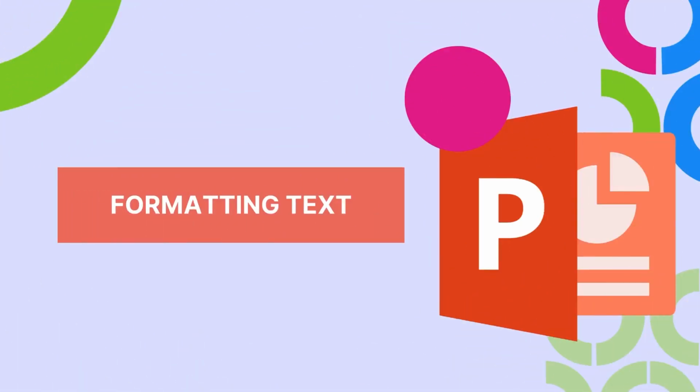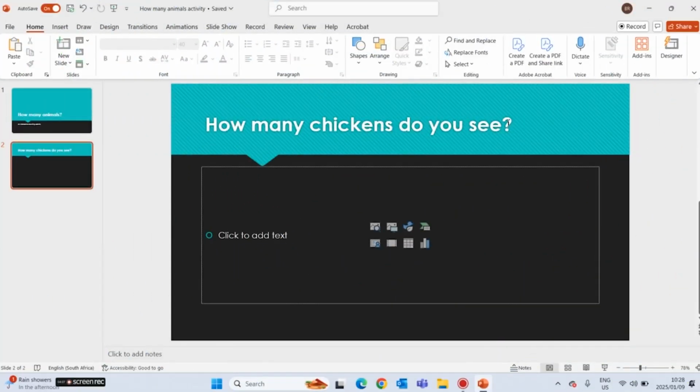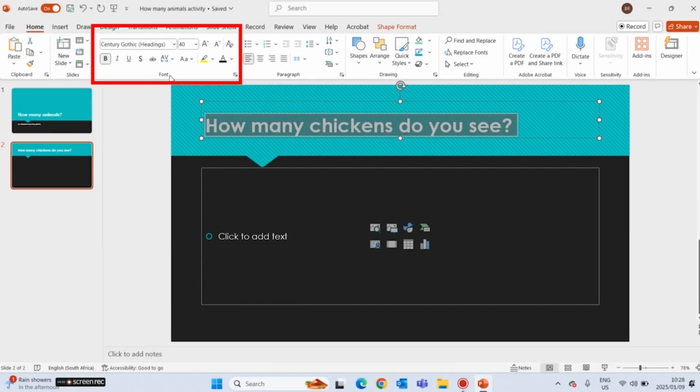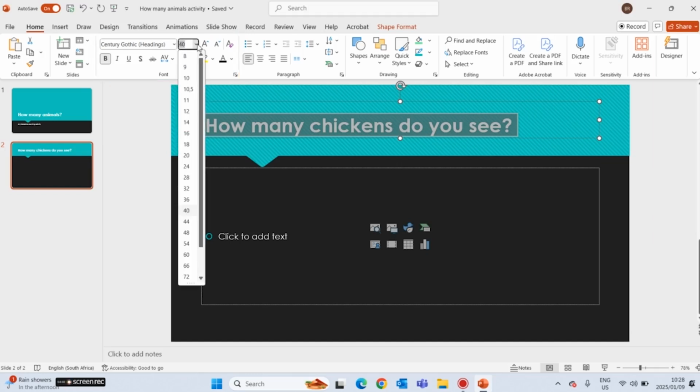Formatting text. Make your text stand out by formatting it. Select the text you want to format. In the Home tab, go to the Font group. Change the font size, font style, and font color.